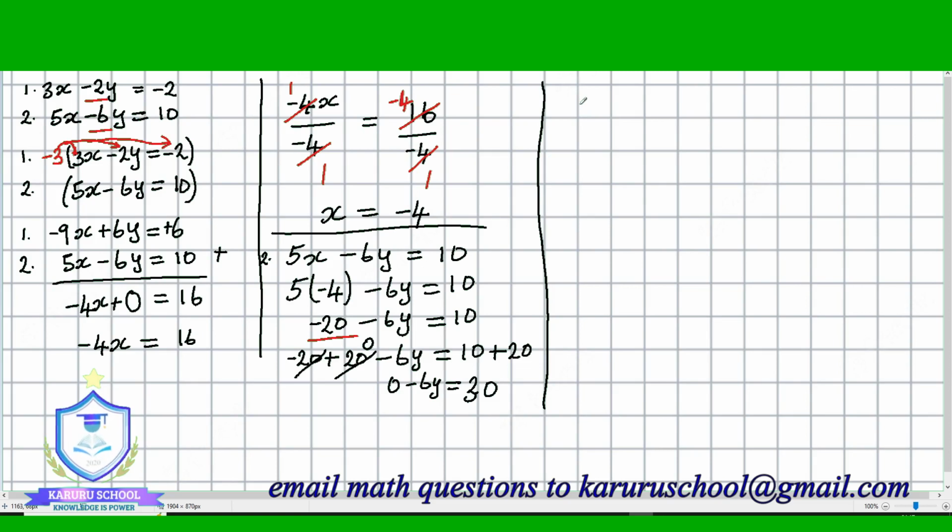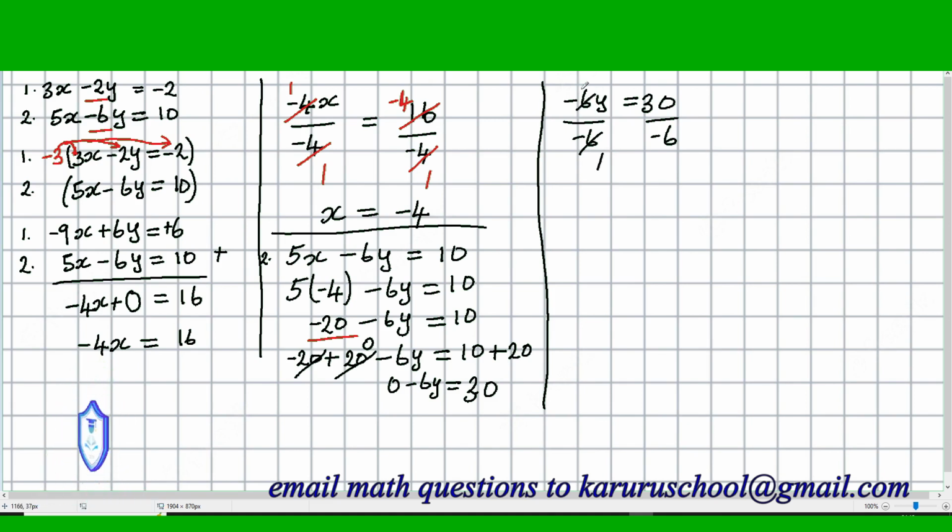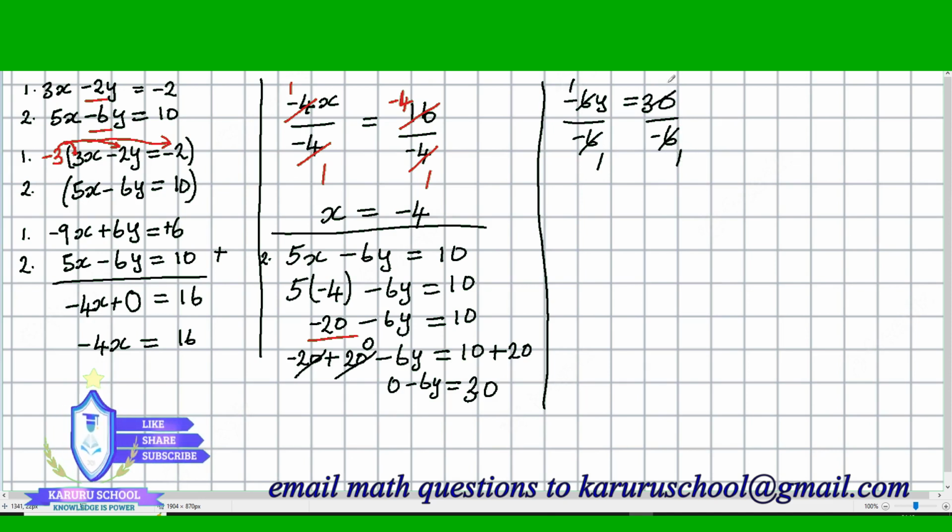The next step is to use this expression to solve for the value of y. So we have 0 plus -6y should give us -6y equals to 30. Divide both sides by -6. Cancel by -6, you get 1, and cancel 30 by -6, you get -5. Now we have the value of y, which is equal to -5.